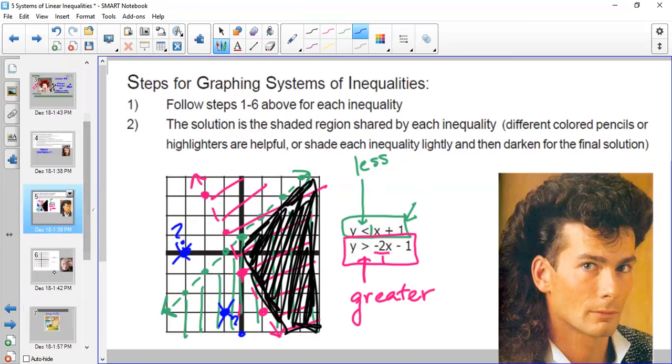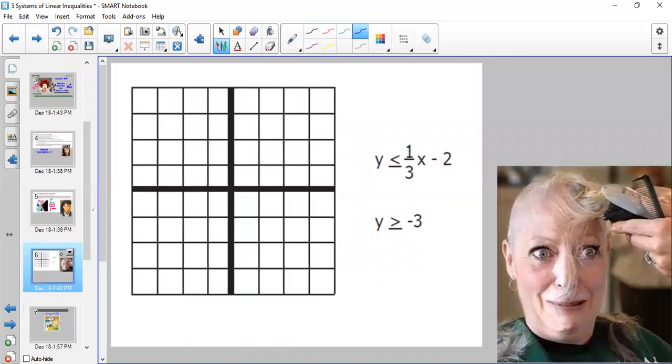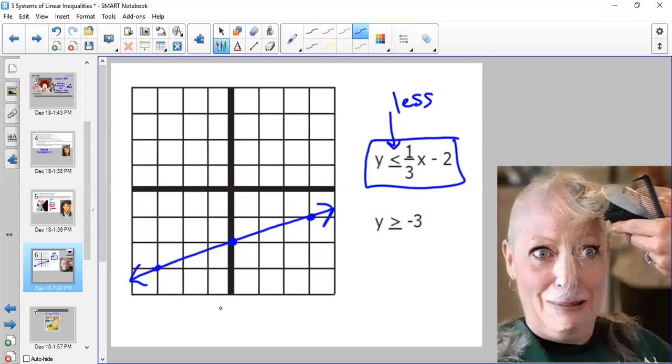Okay, so let's try another example. I'm going to do the first one here in blue. I'm going to go down 2, and I'm going to go up 1, right 3, down 1, left 3. This one was equal to, so that means solid line. The symbol was a less than, you think below. So I'm going to shade here below this graph.